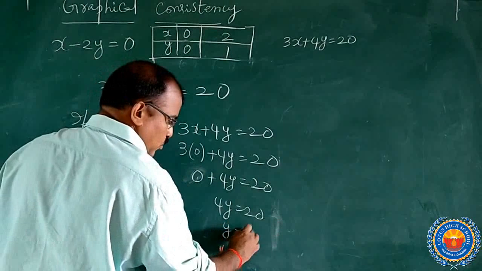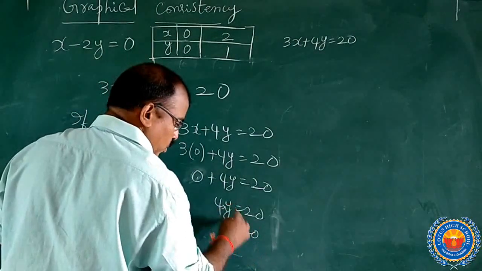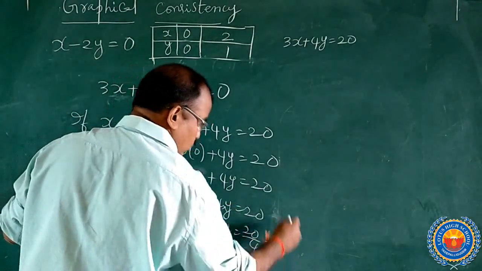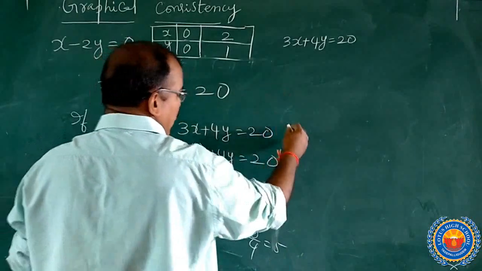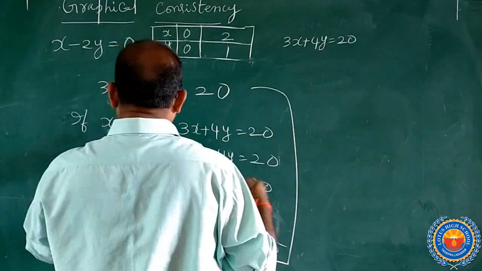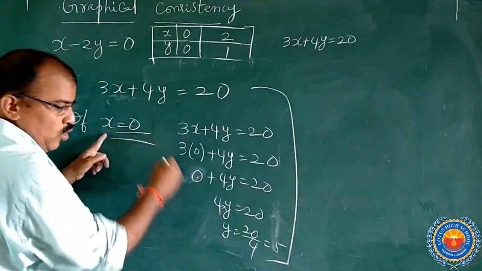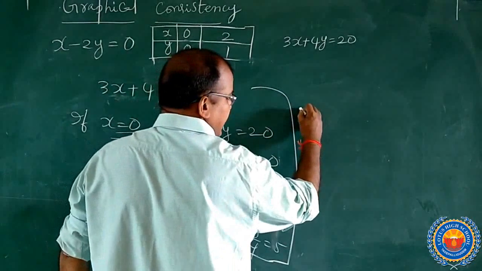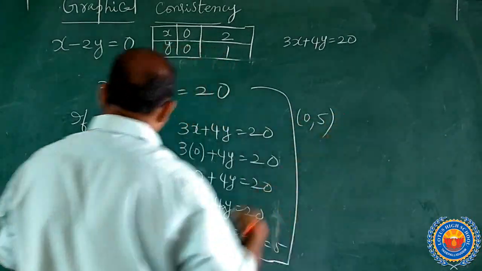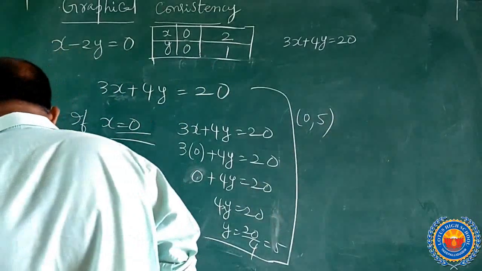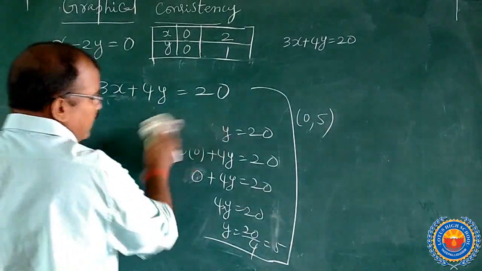So y is equal to 20 into 4 will be divided by 4. Y is equal to 5. What is the first one? If x is equal to 0, y is equal to 5. The first one is (0, 5).